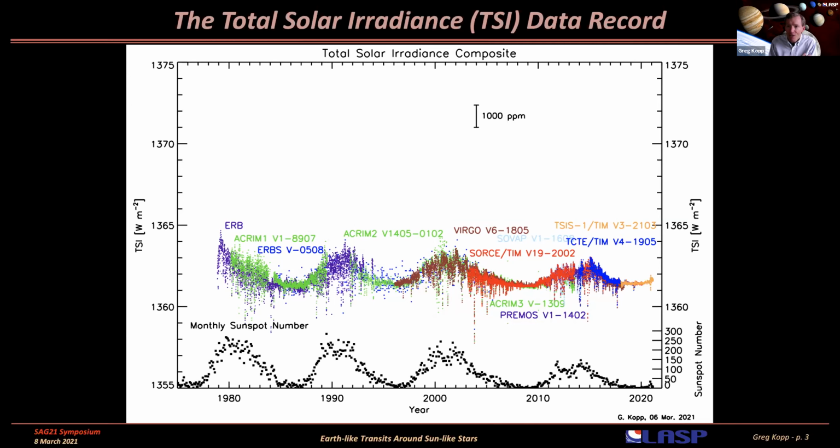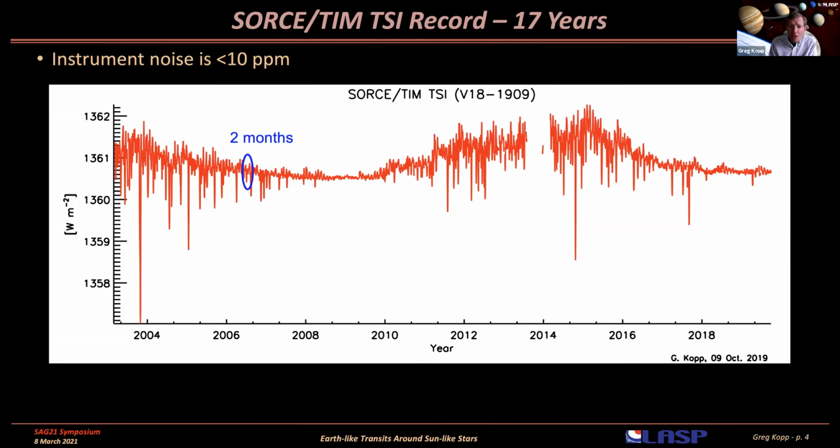So these are not instruments that you have to give up on after 90 days or 2 weeks because they've drifted too much. They're incredibly stable for long periods of time. I know that's not incredibly relevant when you're looking for 10-hour period transits, but still, these are the best radiometric instruments that have ever been flown. Here's a record from one such instrument going for about 17 years of the total solar irradiance.